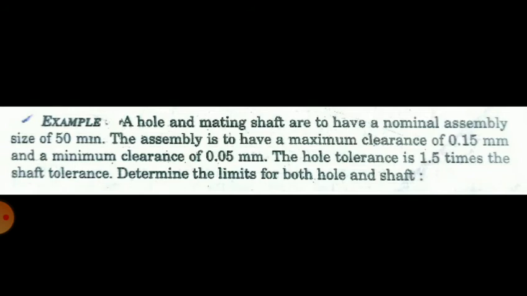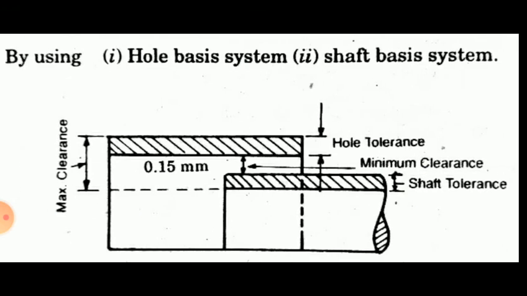Next example: a hole and the mating shaft have a nominal assembly size of 50 mm. So the basic size is given as 50 mm. The assembly is to have a maximum clearance of 0.15 mm, and the minimum clearance is also given, that is 0.05 mm. The hole tolerance is 1.5 times the shaft tolerance. The tolerance is not directly given. Determine the limits of both the hole and the shaft.